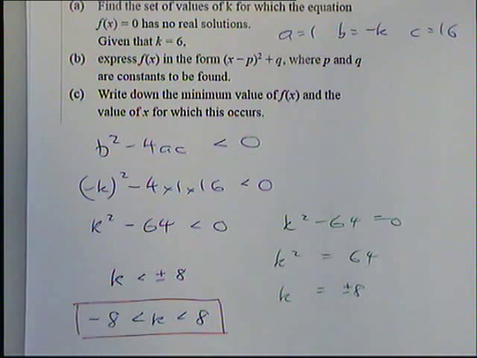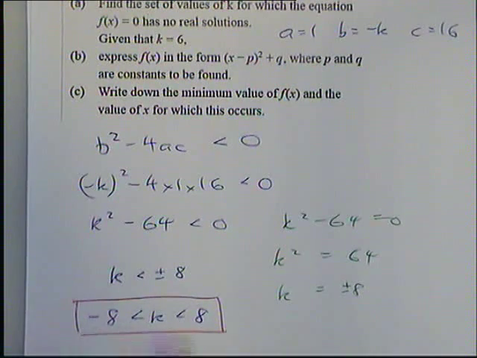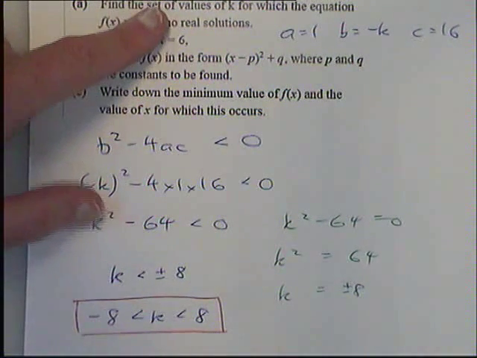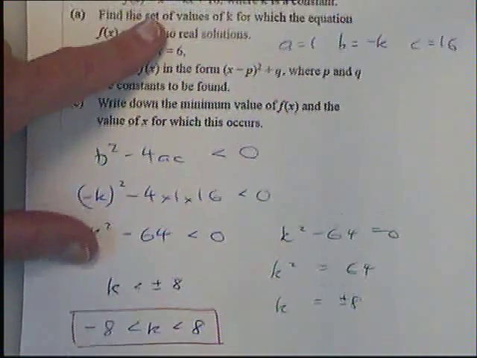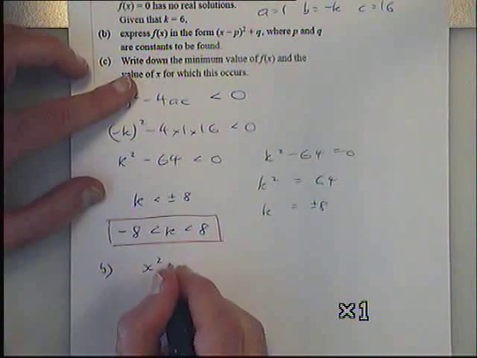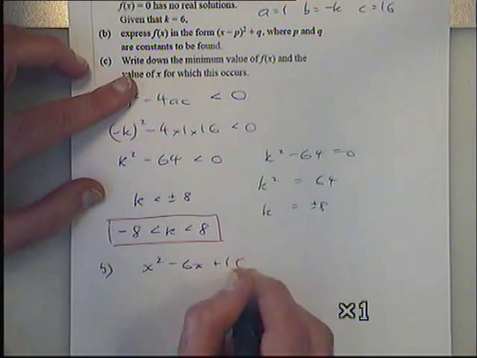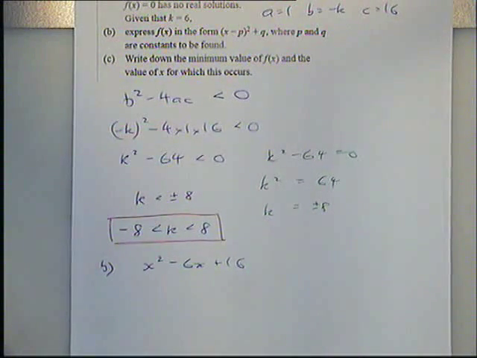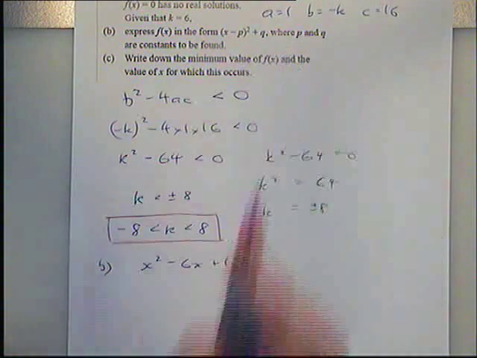Then it tells you, actually, k is 6. Well, just check, does that actually work here? Yes, it does. Because if they said no, k was something which you hadn't allowed, you would have gone wrong somewhere. So k is 6, okay. So if k is 6, that means in part B, we are going to get x squared minus 6x plus 16. And we've got to get it in this P and Q stuff.